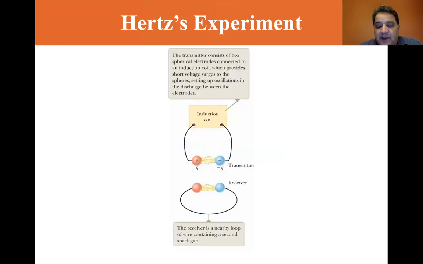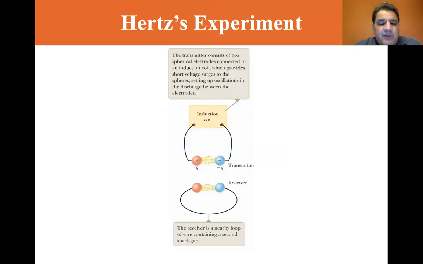Now, the discharge between the electrodes exhibits oscillatory behavior at very high frequency. The experimental apparatus was equivalent to an LC circuit, where the inductance was that of the coil, and the capacitance was due to the separation of the spherical electrodes. Now, L and C were small in Hertz's apparatus, which means the frequency of the oscillation was very high, on the order of 100 megahertz. And recall that omega is equal to 1 over the square root of LC for an LC circuit.